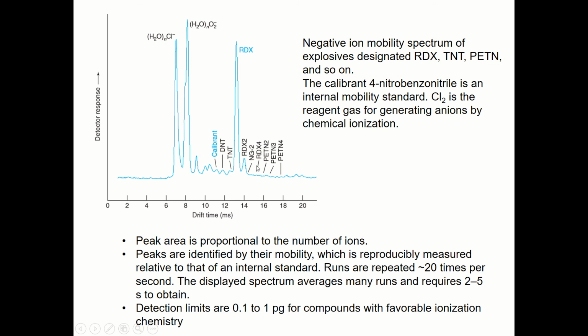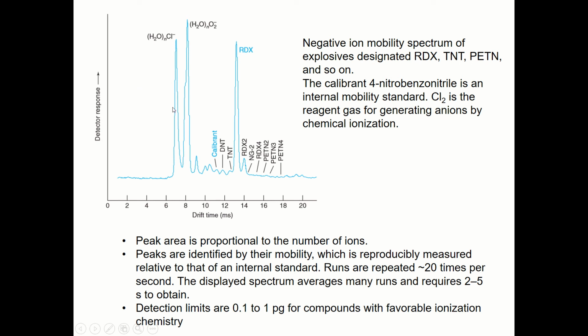This is a kind of spectrum, and as you see, many peaks. This is a negative ion mobility spectrum of explosives. You see the abbreviations RDX, TNT, PETN, and so on. Those are the explosives. Here the calibrant is the internal standard. This spectrum was obtained with Cl2 as the reagent gas, which is contained in air.